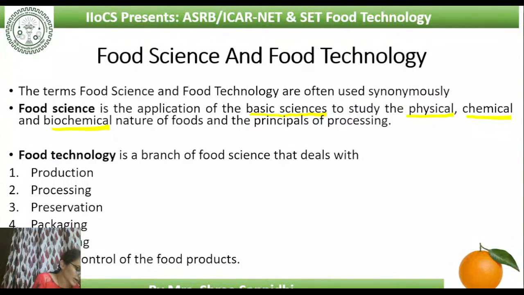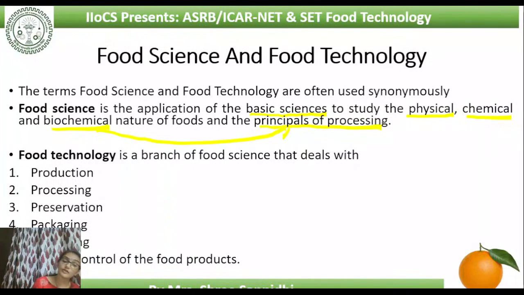So after studying all these things, we will be applying this knowledge to know the principles of processing the food, right? Do we have the raw food like that itself? No, we have to know how to properly process it so as to retain the maximum nutrition and have the favorable attributes of the food, right? So gaining all this knowledge, we will be studying about principles of processing. So these things we will be studying in food science.